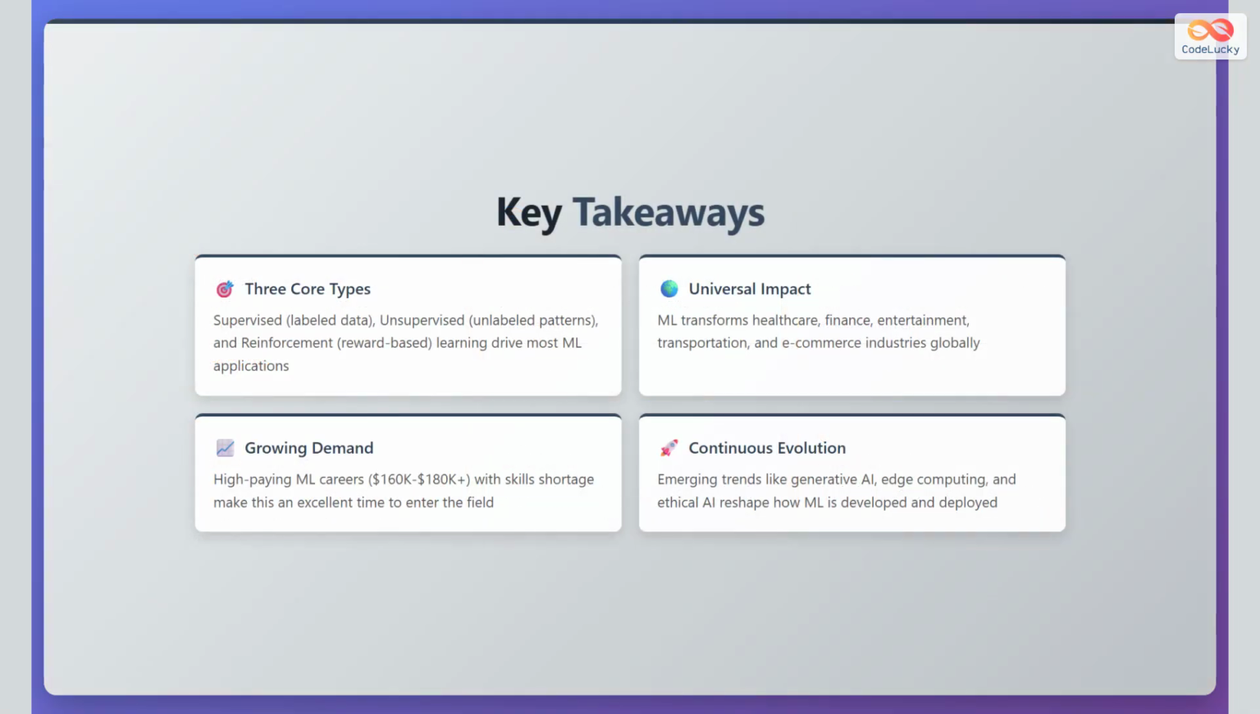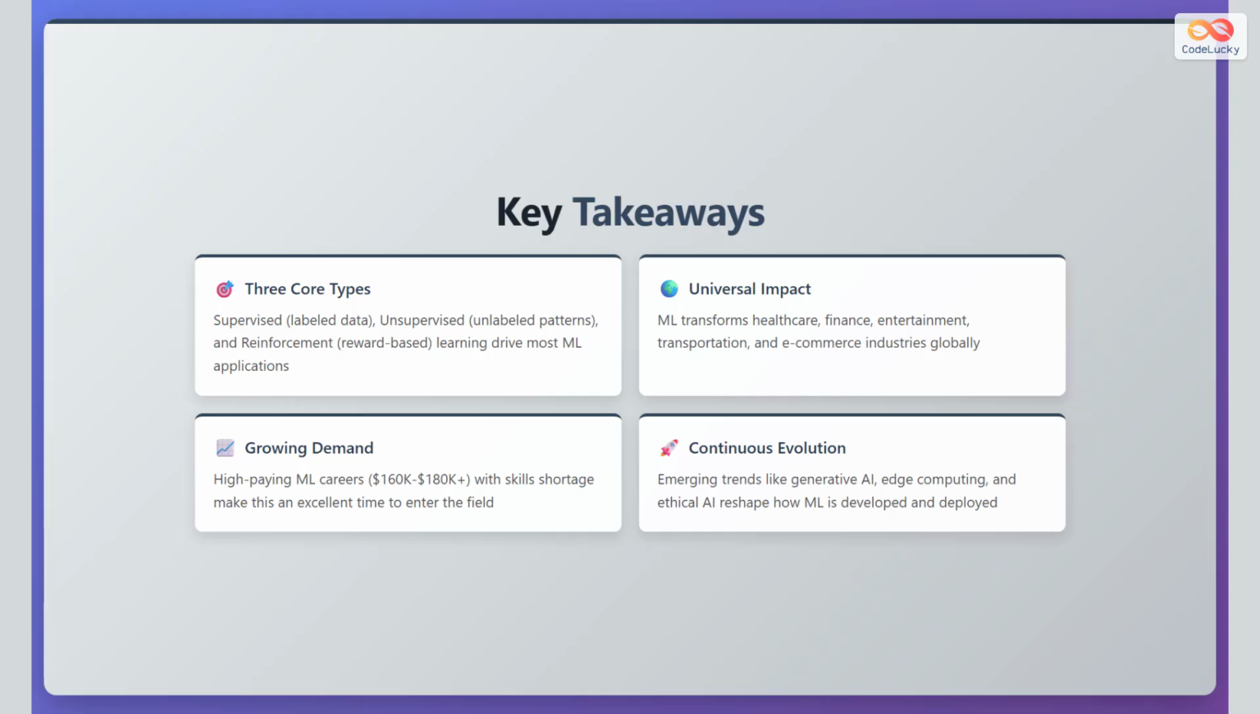Here are the essential points to remember. First, there are 3 core types of machine learning: supervised learning with labeled data, unsupervised learning finding patterns in unlabeled data, and reinforcement learning through rewards and penalties. Second, machine learning has universal impact, transforming healthcare, finance, entertainment, transportation, and e-commerce industries worldwide.